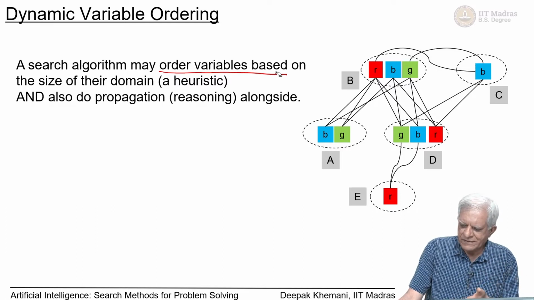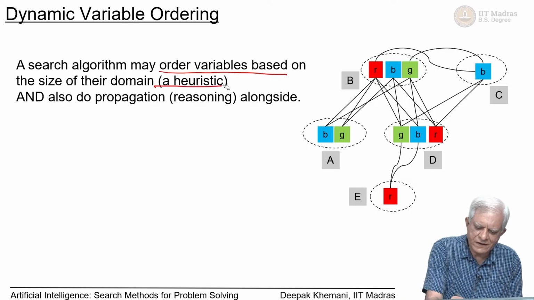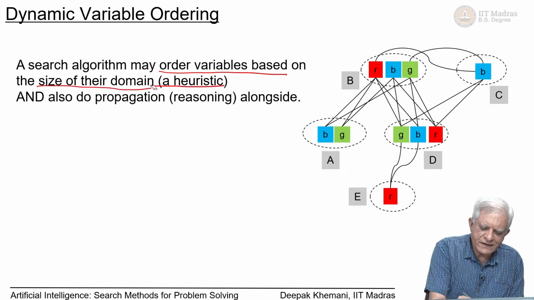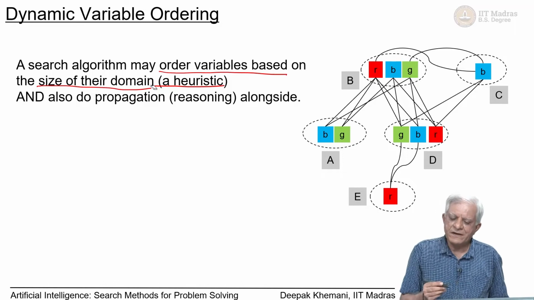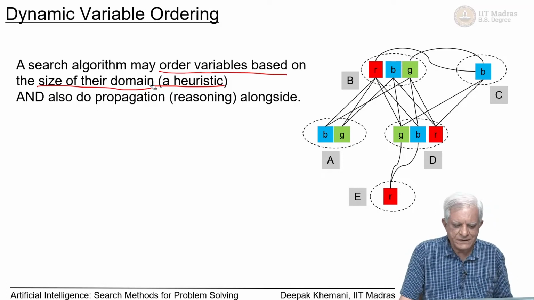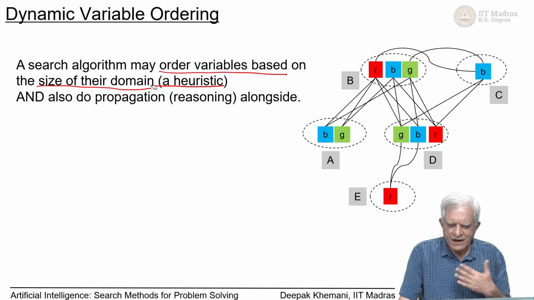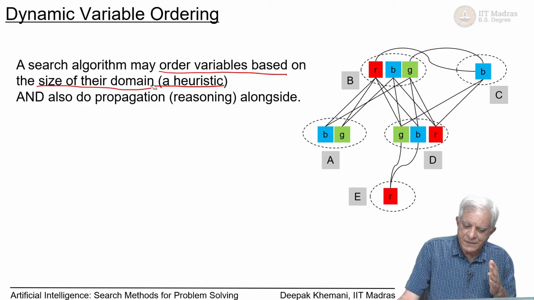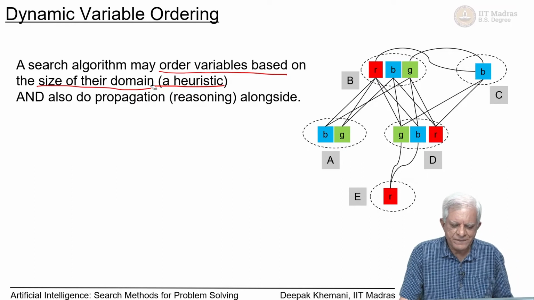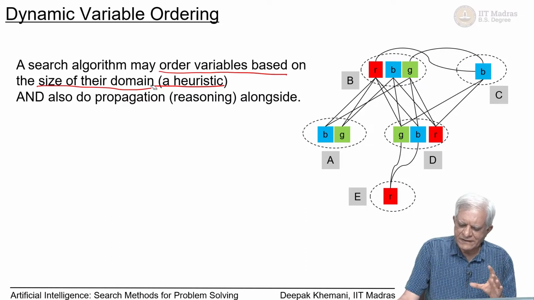So, for example, for variable C, the only color you can assign to C is blue essentially. So, choose that first. That is the heuristic that we are using, that based on the size of the domain you decide which variable you will give a value to, generally speaking. And the other thing you can do is propagation, which is reasoning alongside essentially. So, let us see how dynamic variable ordering plus propagation, which as we will see later is called look ahead algorithms, will work.